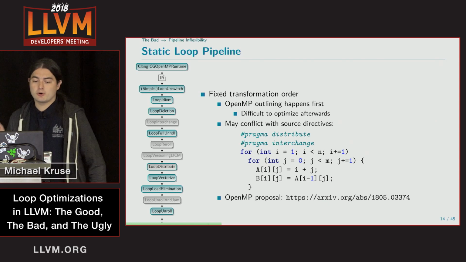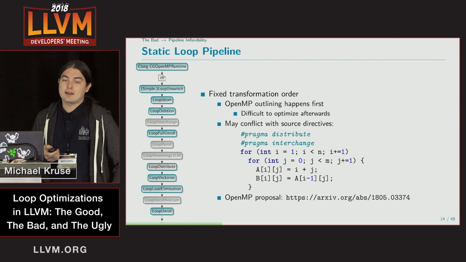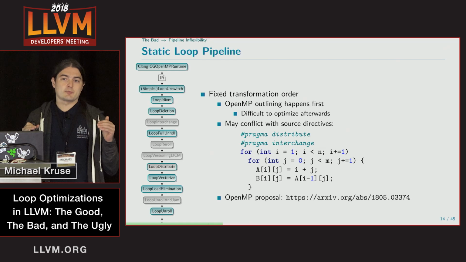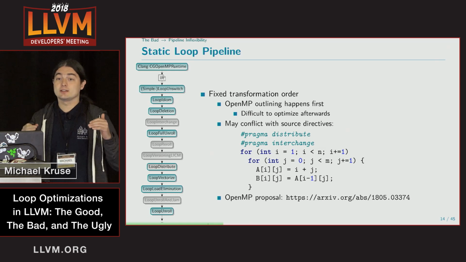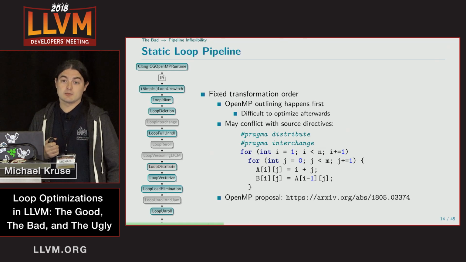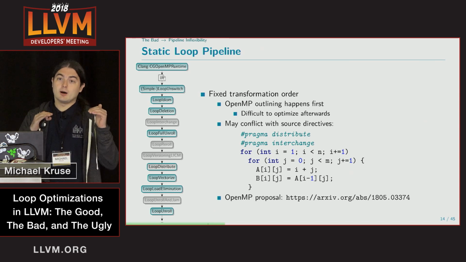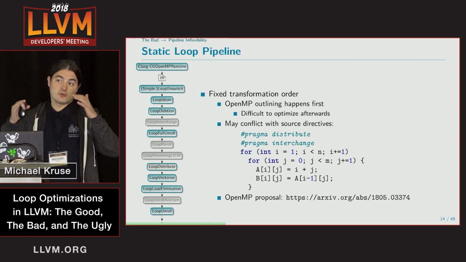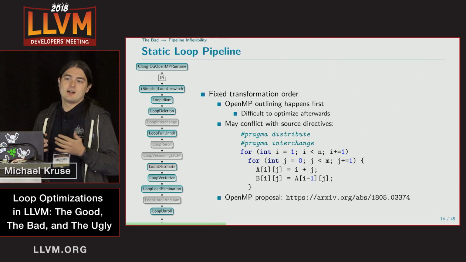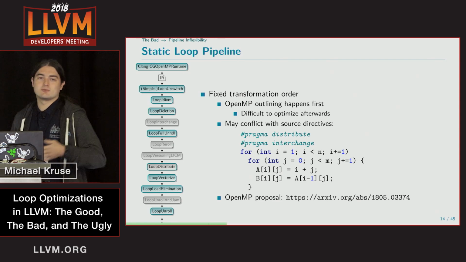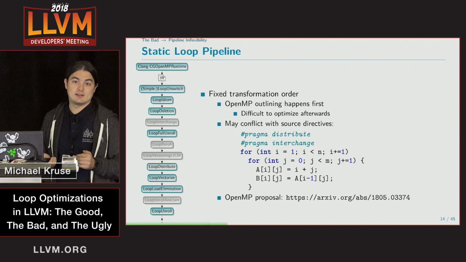A similar problem is with the Clang IR generator. If you want something parallelized, it's outlined very early, just in the process of generating LLVM IR. If you do a pragma unroll at the same time, either before or after, it doesn't matter: the pragma unroll directive is just dropped. It does not appear in the generated LLVM IR.